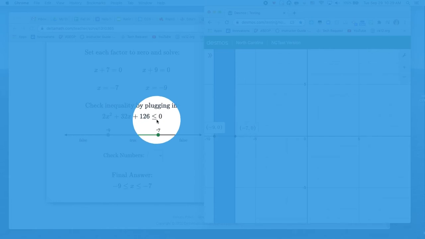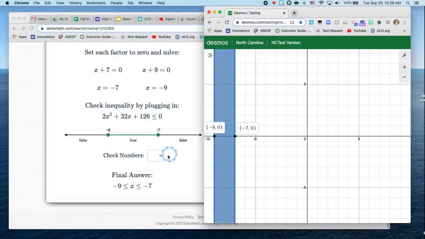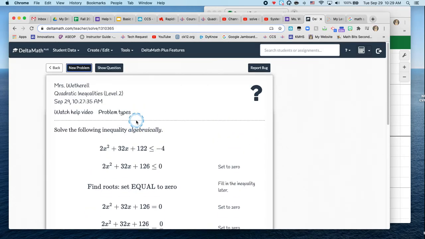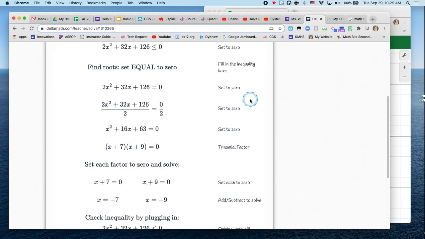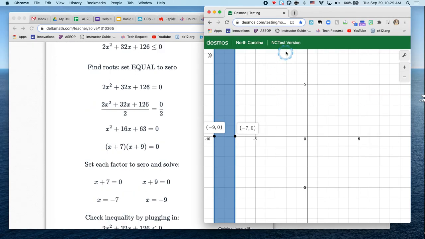So you write that negative 9 is less than or equal to x is less than or equal to negative 7. And the reason why we use less than or equal to is because that's what's given in our original equation. So I will allow you to use Desmos on that. So that was just a way to do it algebraically, but I wanted you to do the first set to get you used to it by hand.